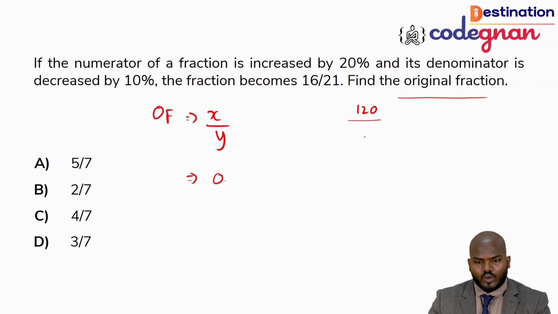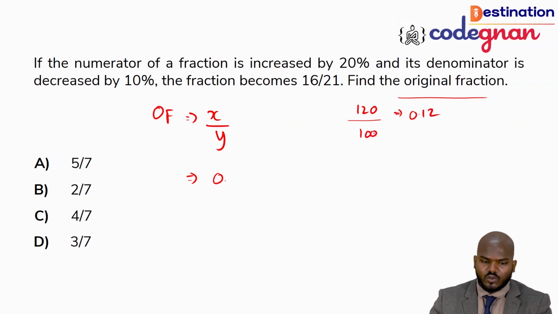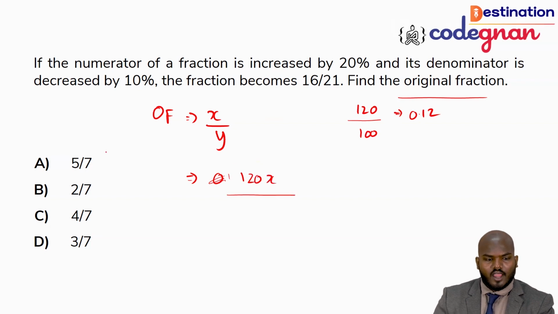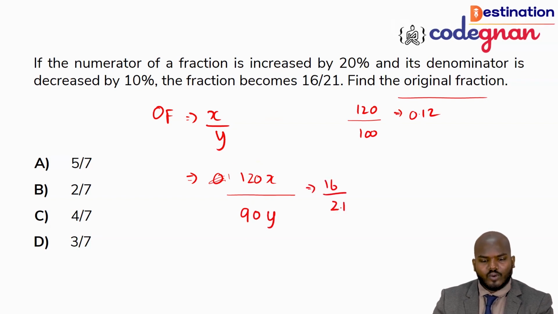Okay, 120 is there. 120 by 100 will give you the value 0.12 only. So instead of that, I can directly write it as 0.12. If you want to write 120, you can write 120 x, and it is decreased by 10%, that is 90 y. And then the fraction will become 16 by 21.